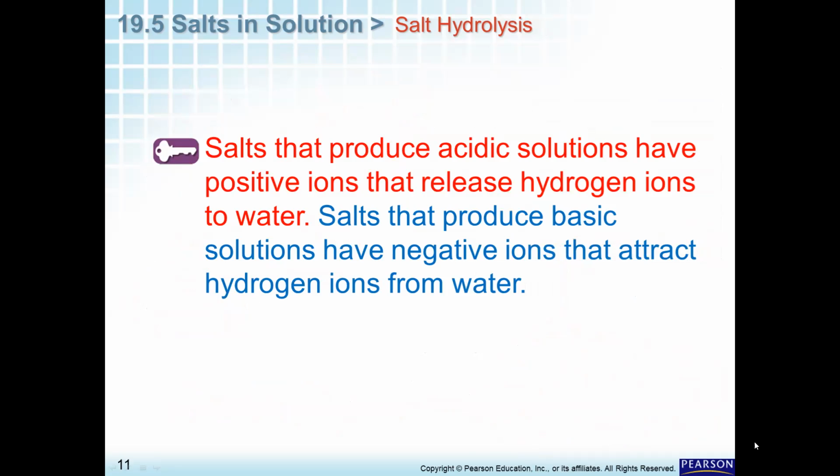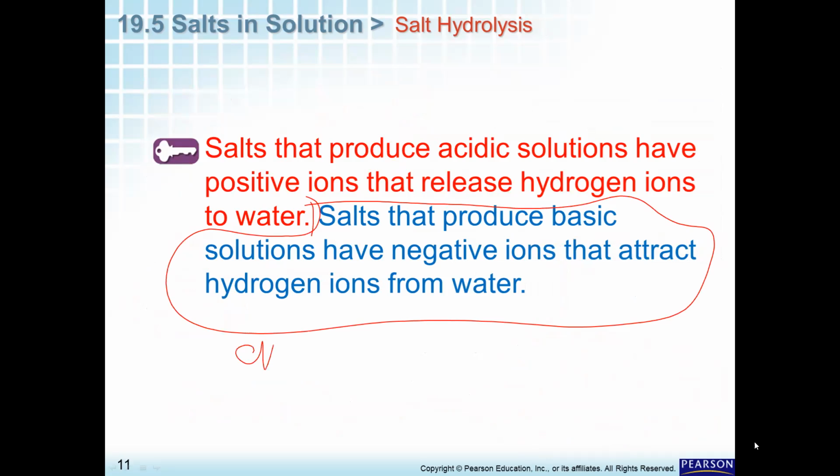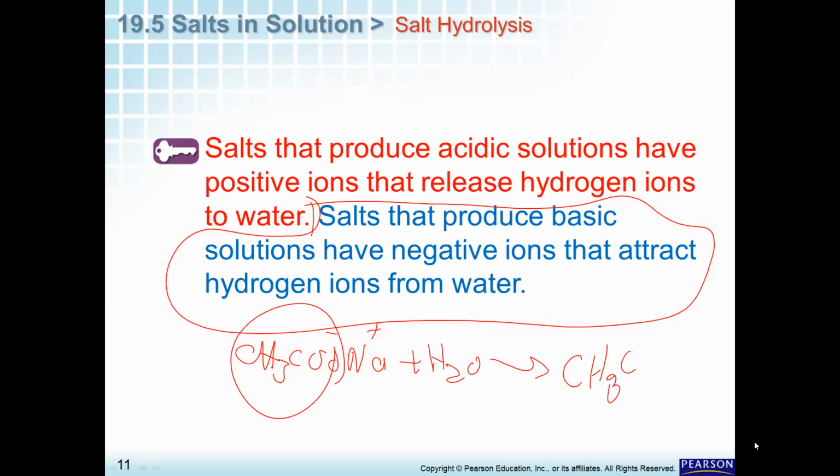That is different. Now, the one which we just did applies over here, which is the basic salt. Remember again that this salt, sodium ethanoate, is basic. Why is it basic? Because a salt that produces a basic solution has a negative anion, which is this one, that attracts a hydrogen ion from the water. If you put this in water, it will produce CH3COOH. It will attract a hydrogen from the water, and then what is left after that from the water is OH minus. And that is the reason why it is basic.